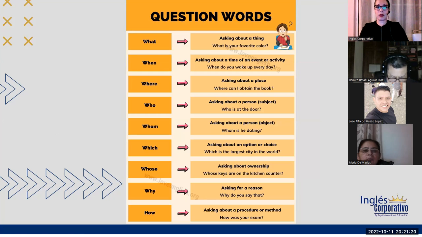Ahora, como les explicaba al principio, vamos a estar practicando también las WH questions. Para eso, como les explicaba en la estructura, a diferencia de las yes no questions, antes del verbo to be, vamos a poner una WH word. Las más comunes están en este cartelito. Es what, when, where, who, whom, which, whose, why, and how.